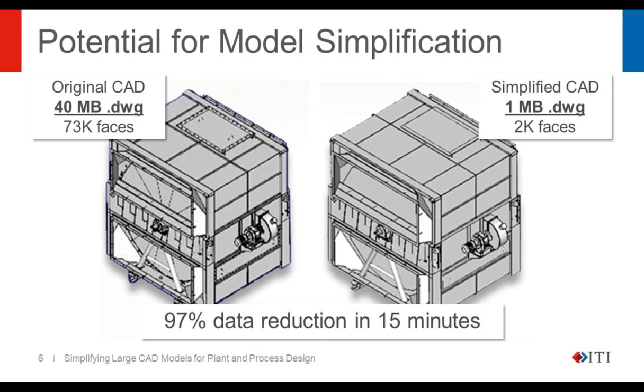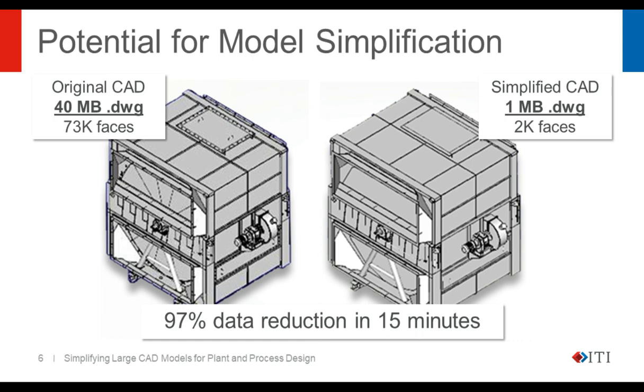But there is a lot of potential to simplify these models. And this is a great example of where a complex equipment model can be reduced very quickly in just 15 minutes. We have a relatively small assembly model which started life as a 40 megabyte DWG file with 73,000 CAD faces in the model.